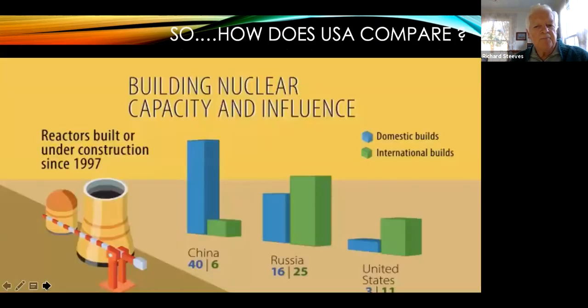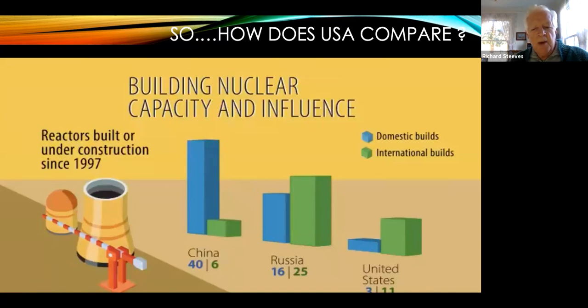Now, comparing nuclear capacity and influence with three countries here, China, Russia, and the United States, it's interesting to look at the domestic builds versus the international builds. You can see that China, with the young fleet, has been building 40 reactors in the last 20 years or so.